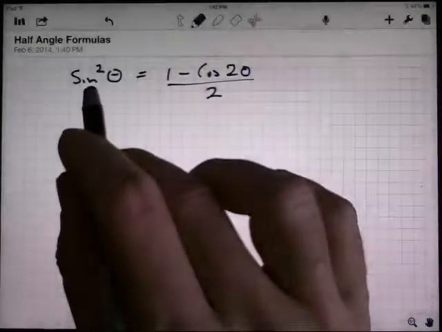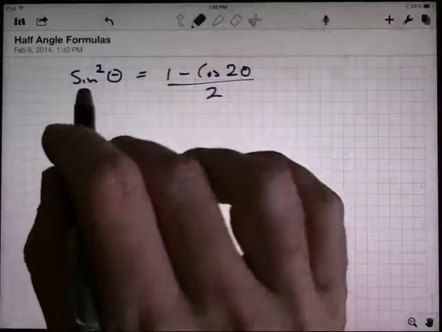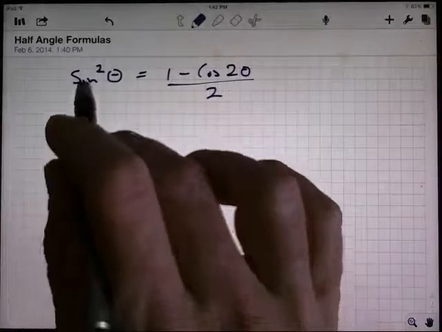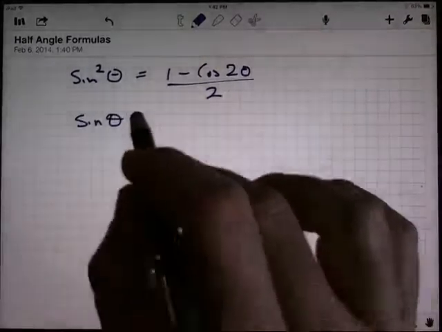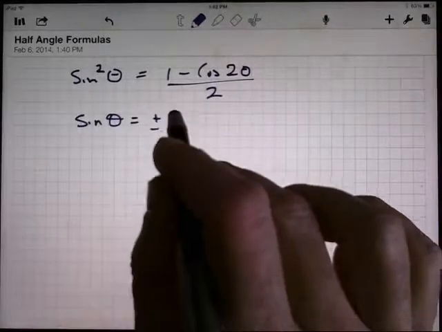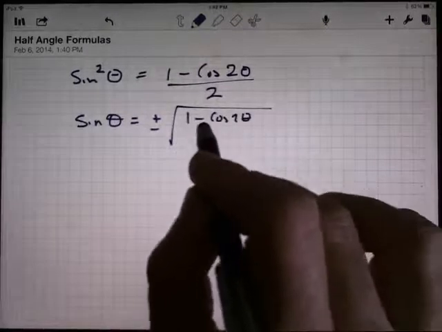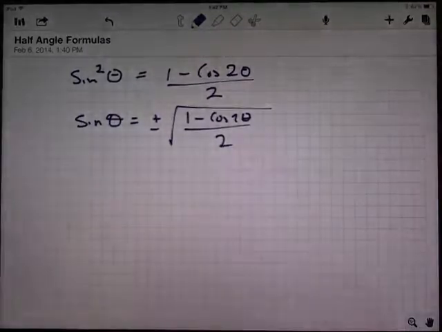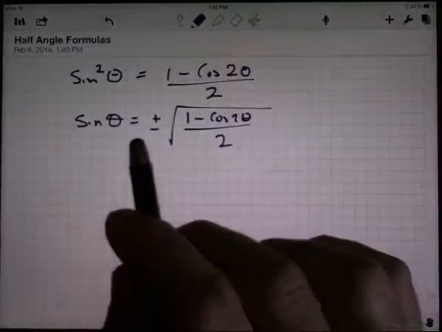Here we go. I've got the power reducing formula for the sine here. And if I take the square root of both sides, well, the square root of sine squared is sine theta, or I'm going to have to throw a plus or minus sign in on one side or the other. Let's throw it in over here. And then I do something that looks kind of funny, but I can justify it here.